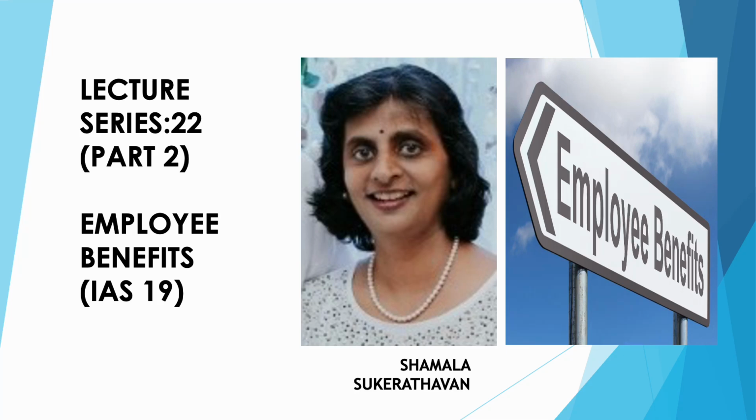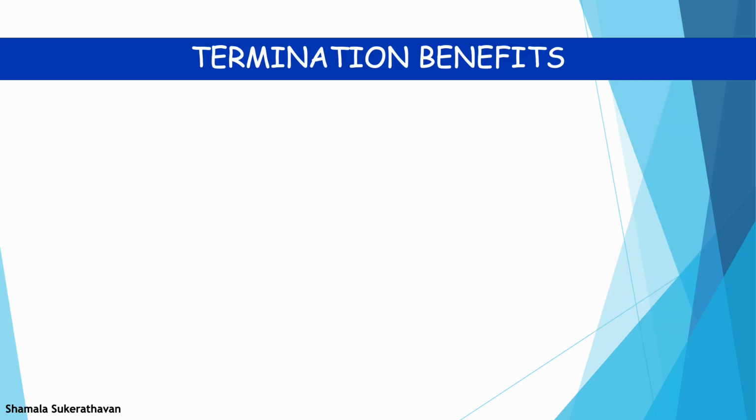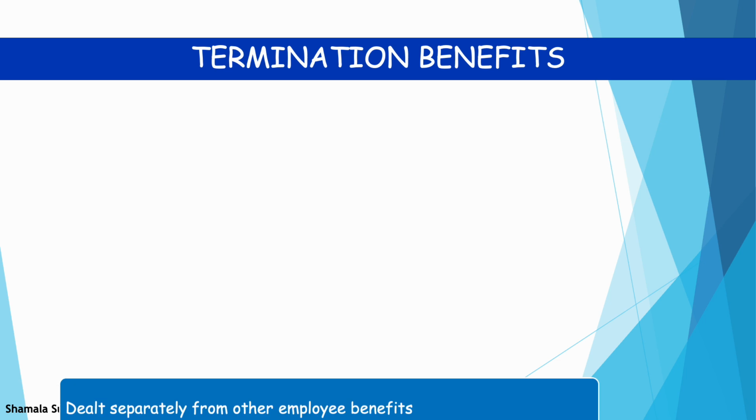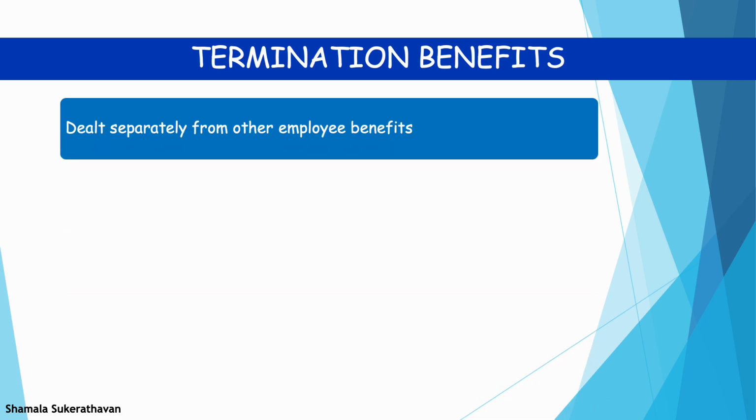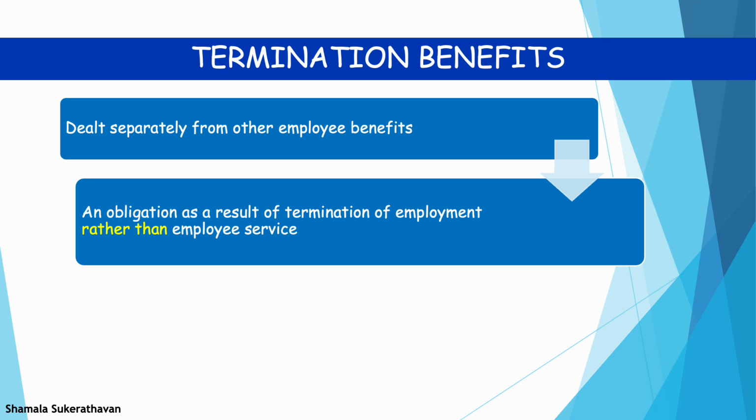Hello there. The second part of lecture series 22 will look at other employee benefits within the scope of IAS 19 employee benefits, starting with termination benefits. IAS 19 requires termination benefits to be dealt with separately from other employee benefits, as the event giving rise to the obligation is a result of termination of employment rather than employee service.